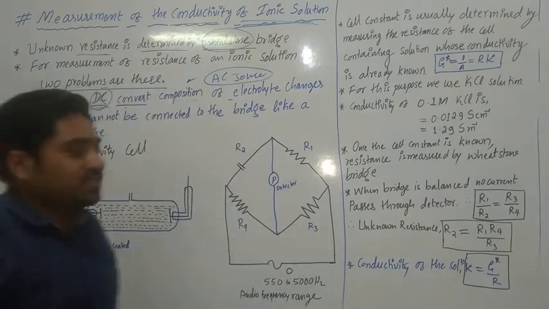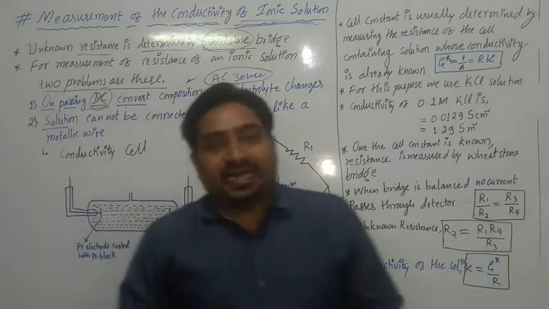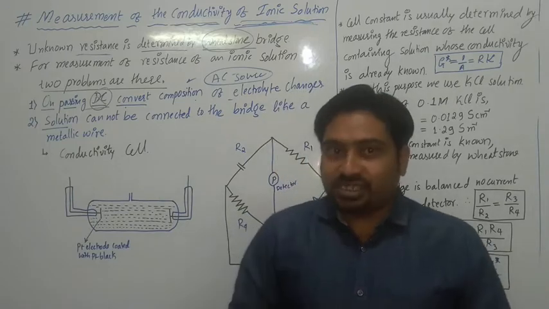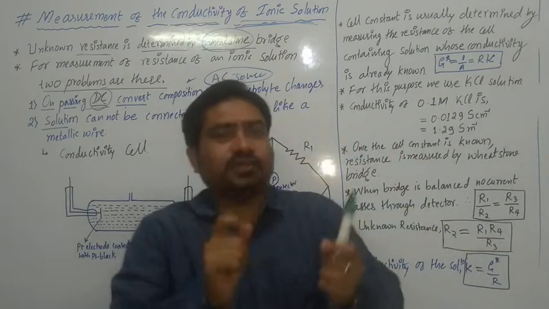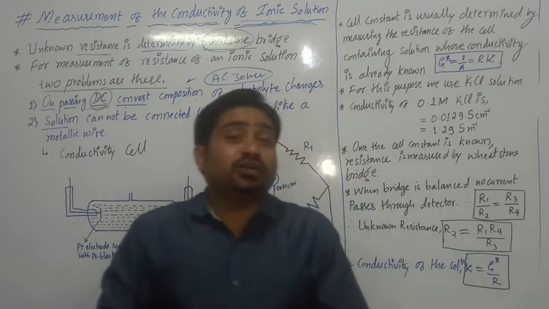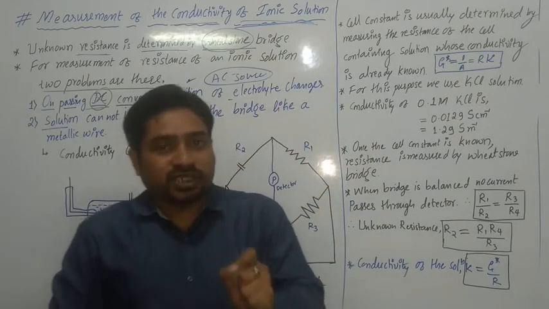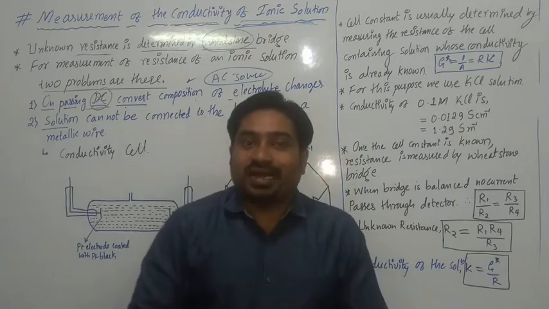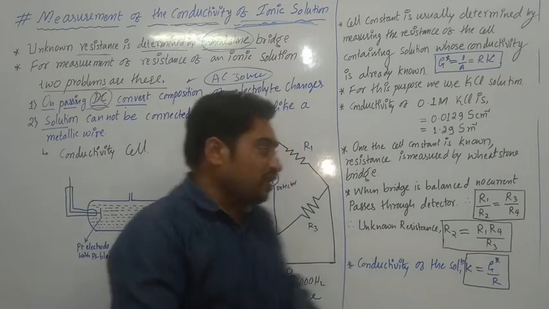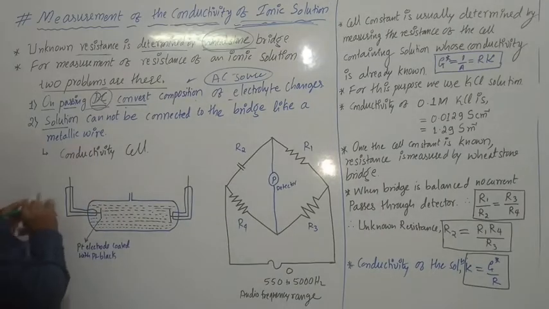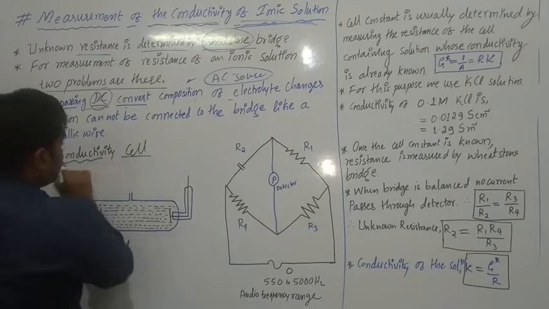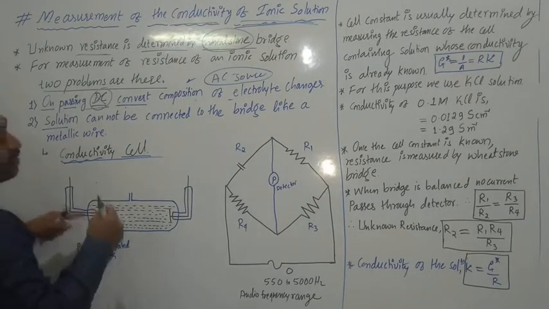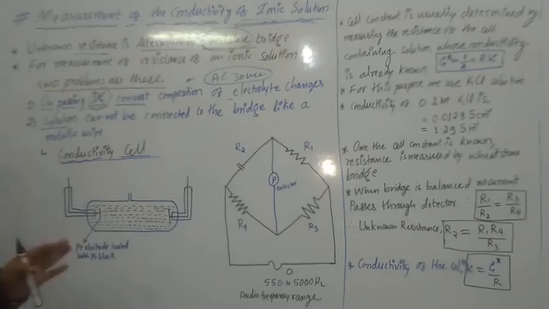That solution is none other than we will design a new type of vessels. Those vessels are specially designed for the measurement of resistance by using the Wheatstone bridge. Those vessels are called conductivity cells. So this is a typical example of a conductivity cell.